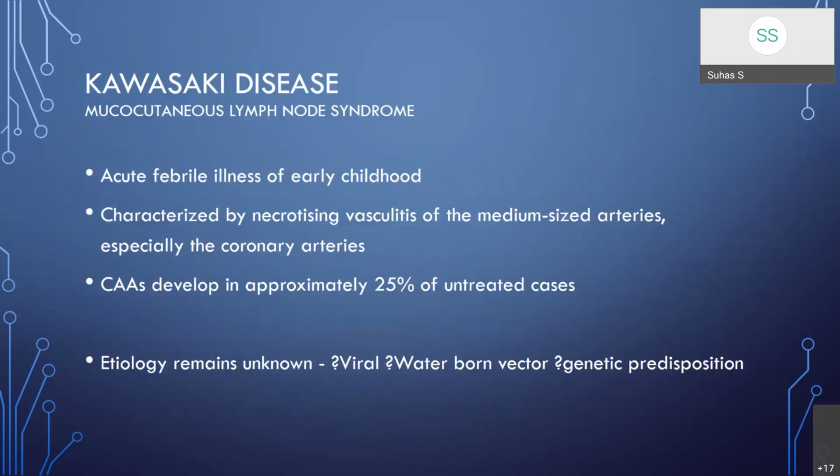Coming to the second disease, that is medium vessel vasculitis, we have Kawasaki disease, also called mucocutaneous lymph node syndrome. This usually presents as acute febrile illness in early childhood, and this is characterized by necrotizing vasculitis of medium vessel arteries, especially the coronary arteries. And coronary artery aneurysms develop in 25% of untreated cases. The etiology remains unknown. It is suspected that a viral or a waterborne vector or even genetic predisposition might have a role in the etiology.